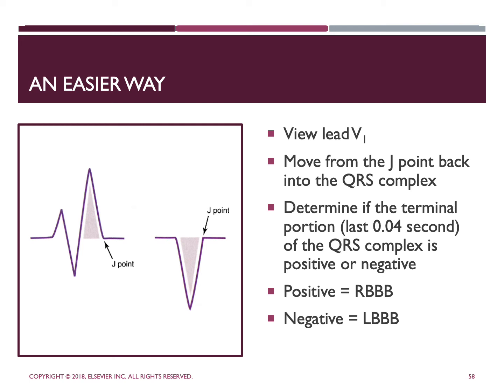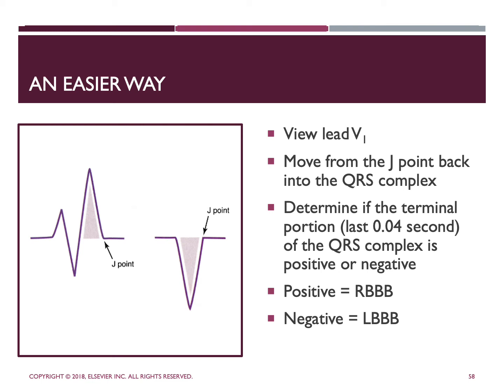So what I want you to remember is that in the setting of a bundle branch block, the ventricles are not depolarized in their normal simultaneous manner. So instead, they are depolarized sequentially. So the last ventricle to be depolarized is of course the ventricle with the blocked bundle branch. So therefore, if it is possible to determine which ventricle was depolarized last, it becomes possible to determine which bundle branch was blocked. So that's sort of an easier way to look at this.